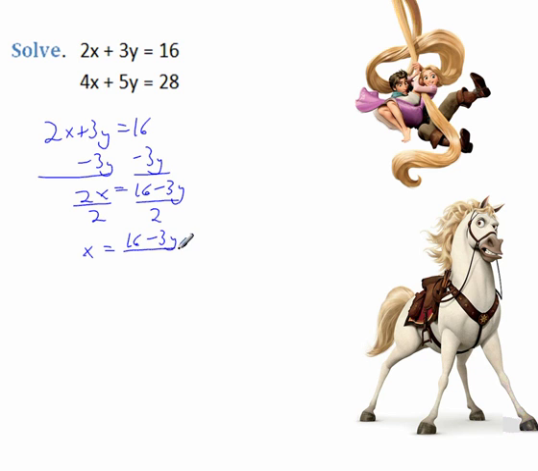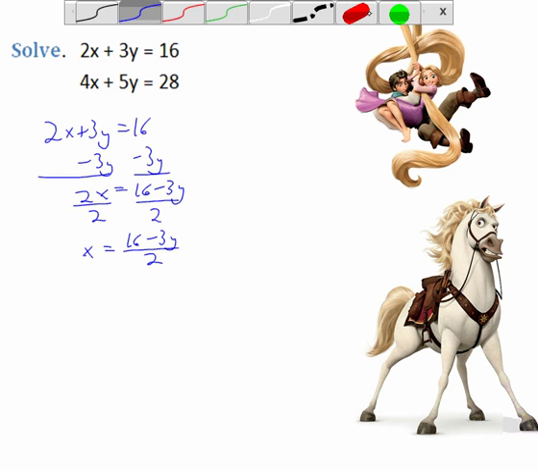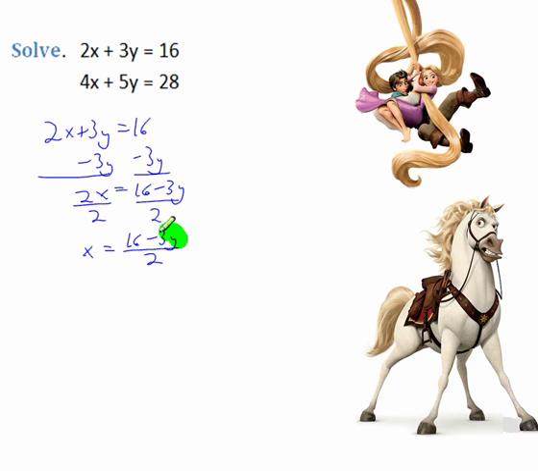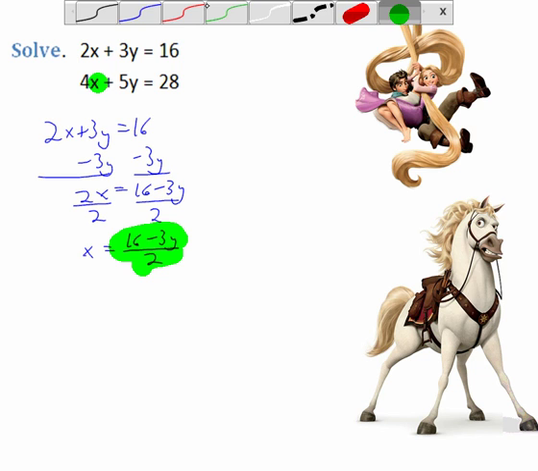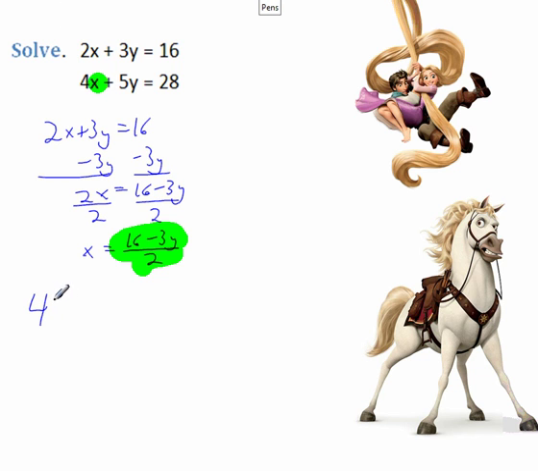Now that we have this, remember what we're going to do: we're going to take x, which we found was equal to this, and put it in for this x right here, into the other equation. So we're going to have 4 times x, which we found was 16 minus 3y over 2, plus 5y equals 28. This works out kind of nicely here. 4 times this is going to cancel with the 2.